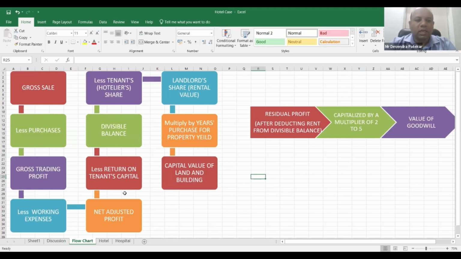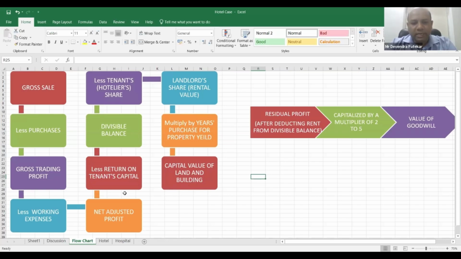Now from this, the working expenses are deducted. Working expenses are like the wages, salaries, and predominantly it will form wages and salaries. So all those expenses which are required to run the hotel will be turned under the working expenses. These working expenses are deducted from the trading profit to get the net adjusted profit.